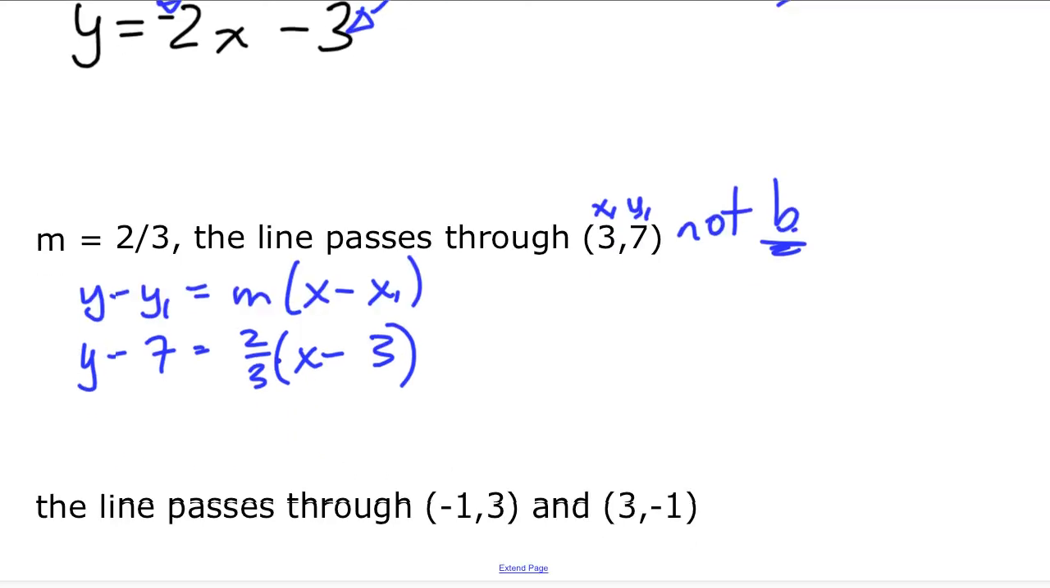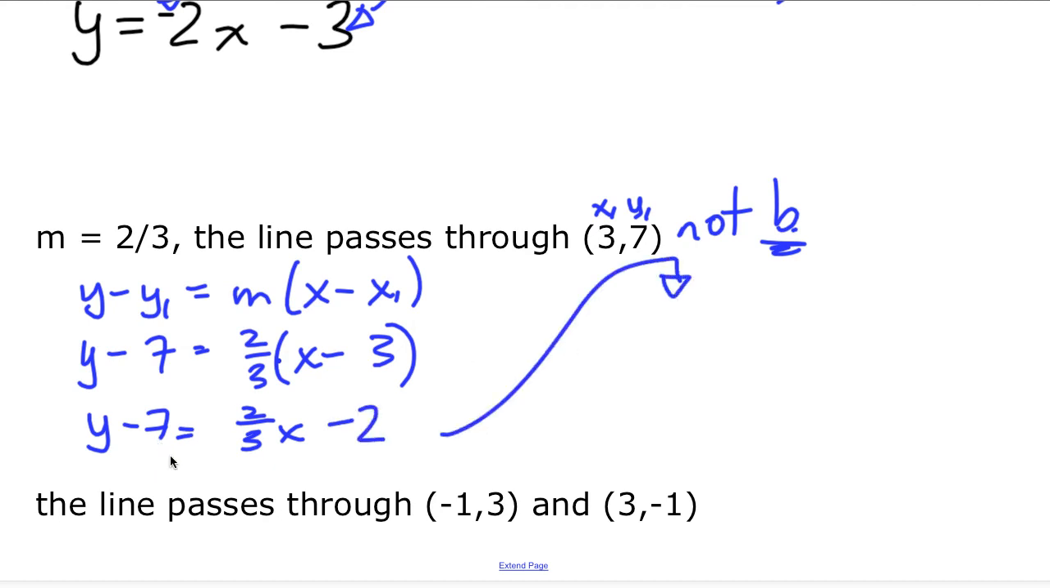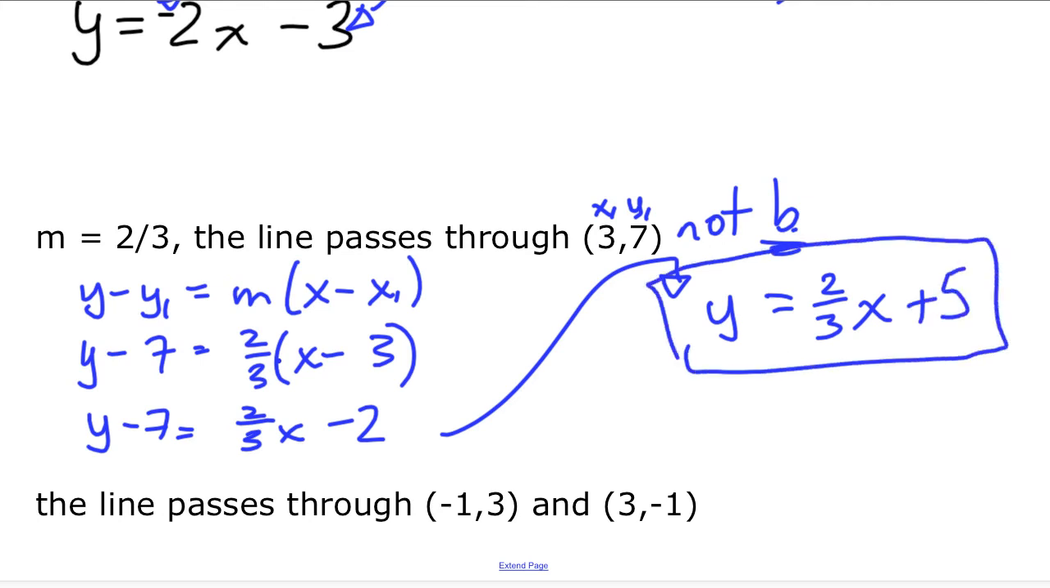Let me go down a little bit. I might need more room. y minus 7 equals, I'm going to distribute this 2/3 in. So it'd be 2/3 x, 2/3 times a minus 3, I think it's just -2. Then I'll go up here, and I'll move the 7 over to the other side by adding 7 on each side. So it'd be y is equal to 2/3 x, and then -2 plus 7 would be plus 5. So now I've got the equation in the right format.